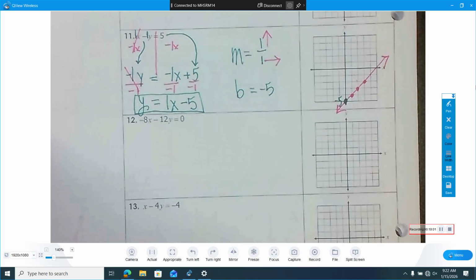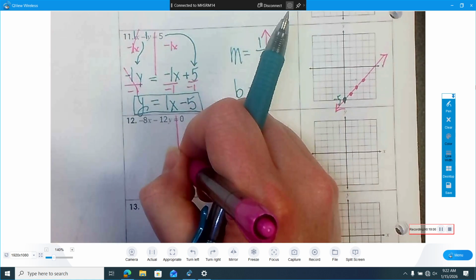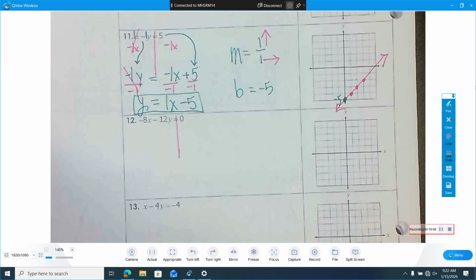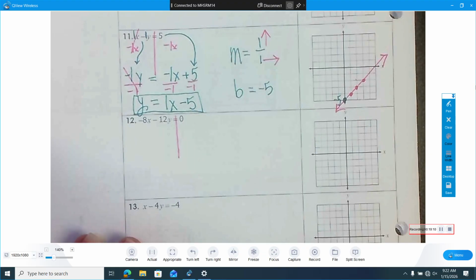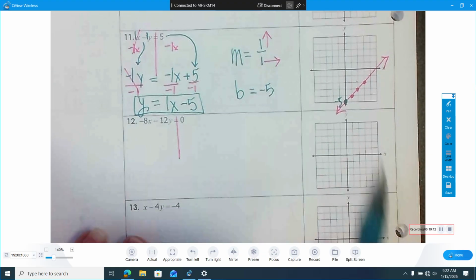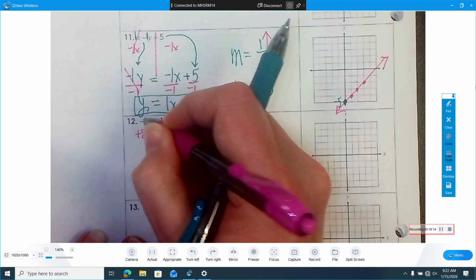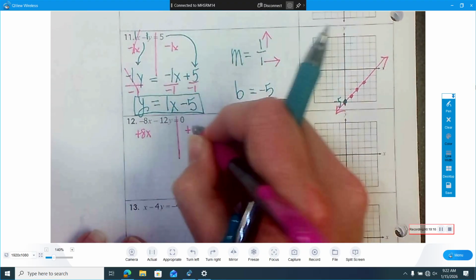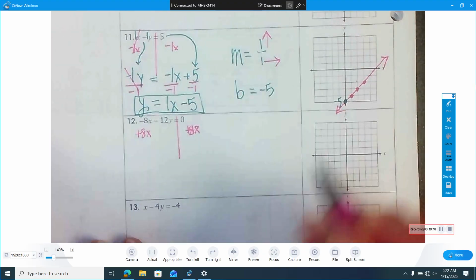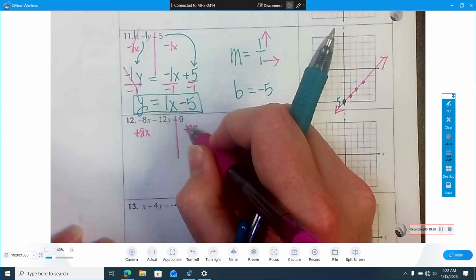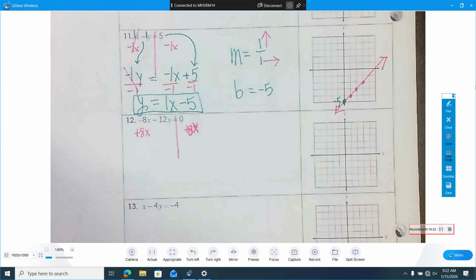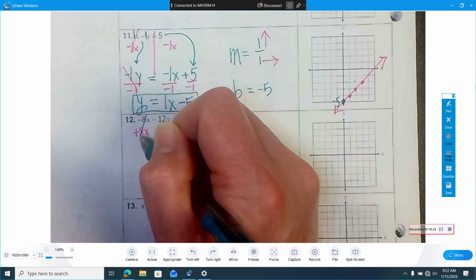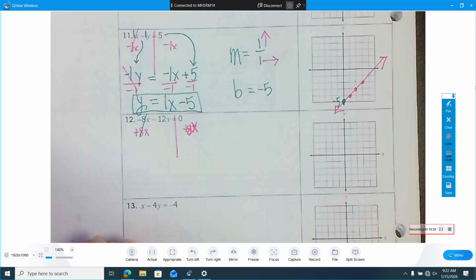All right, let's look at number 12. Our job is to get y all by itself. What should we do first? Add 8x. Very good. It's a negative 8. We want to do the opposite. We're going to add 8x to both sides. It should say an 8x. There we go. Positive 8x and negative 8x cancel out. What are we left with?